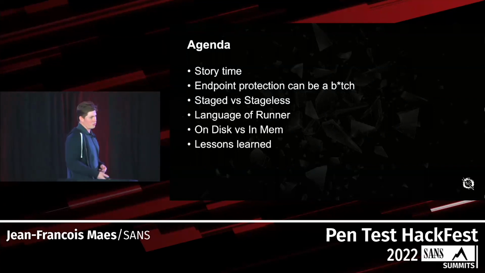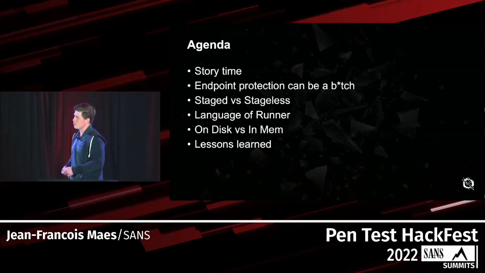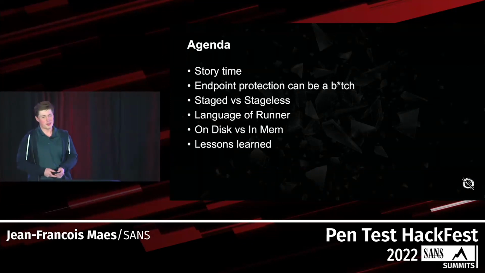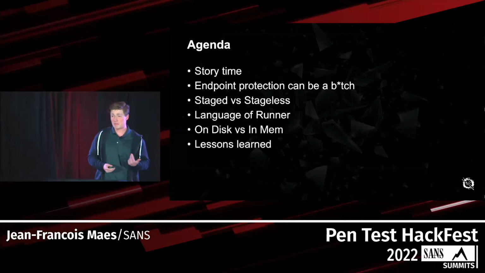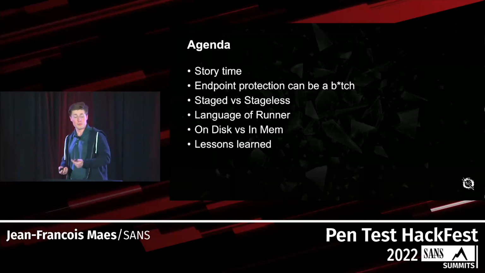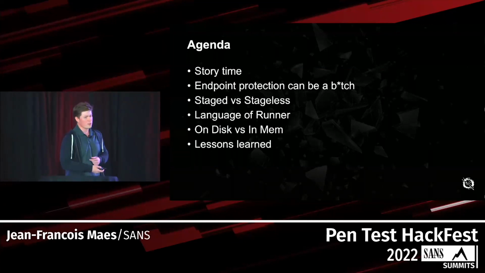And Jimmy is going to face some problems. He's going to find out that endpoint protection can be a little bit of a pain. He's going to learn about staged versus stageless payloads, that the language of a potential shellcode runner could matter as well. We're going to talk about on-disk versus in-memory, and then some lessons learned.